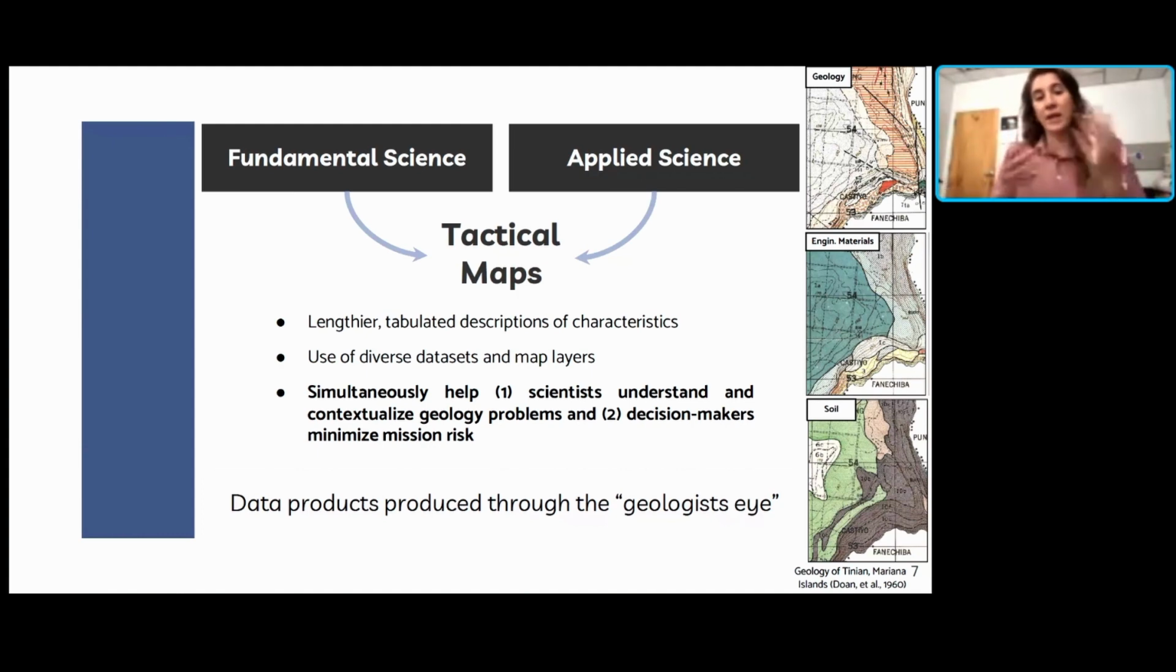So simultaneously helping scientists understand and contextualize geology problems. Why are we going there? What do we know? What do we not know? And help decision makers minimize risk. How do you get there? What are the hazards and resources that you can use? So I'll demonstrate this in the next section of this talk: these tactical maps are produced through the geologist's eyes. So they're not just data analysis or just geologic characterization, but a geologic view of data. Next slide, please.